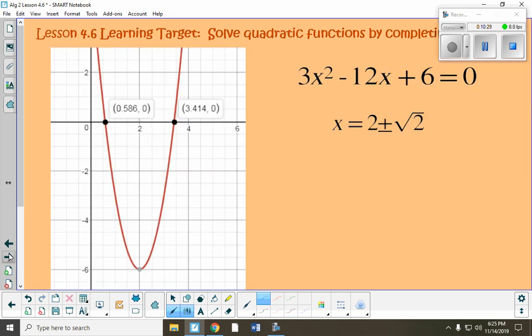And as you can see, if you plug 2 plus the square root of 2 and 2 minus the square root of 2 into your calculator, you would get 0.586 and 3.4. And those, if you graphed it, would be your x-intercepts. So that's what x is equal to when y is 0.